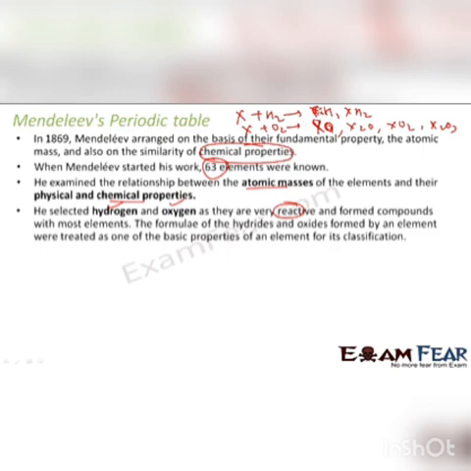Similarly with hydrogen also it can react in different ways. It can give XH, XH2, XH3, it can give XH4. So based on the reaction of the element with hydrogen and oxygen, he grouped the elements, correct? And then he also used the atomic mass to arrange them, correct? So the formula of the hydrides and the oxides which you get was one of the critical parameters for classification of the element.